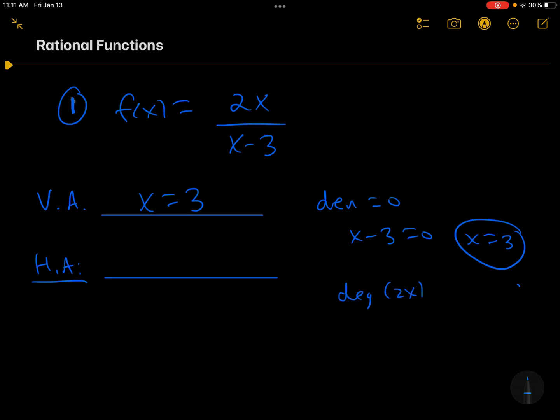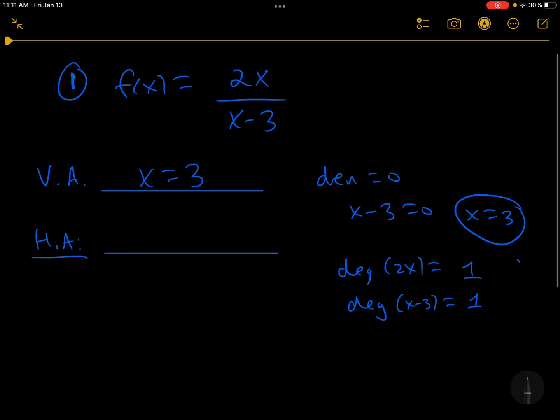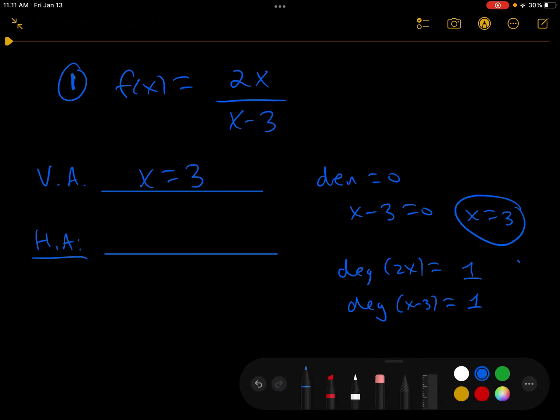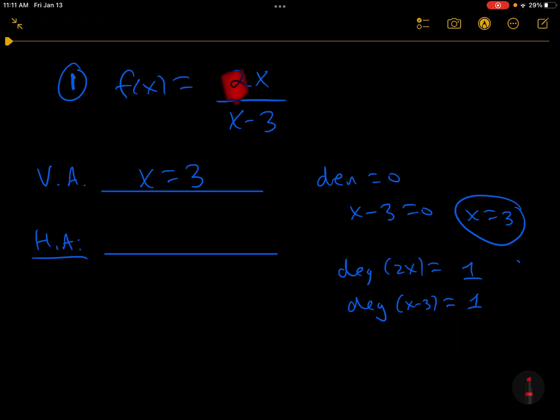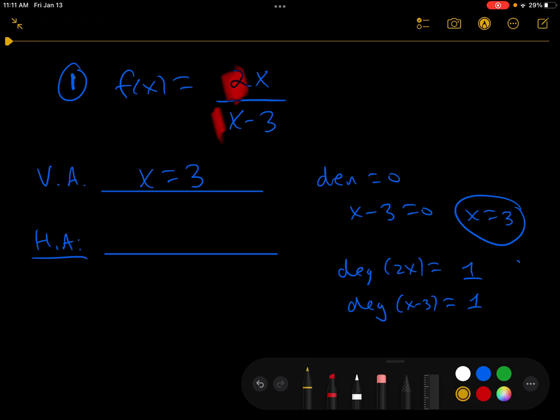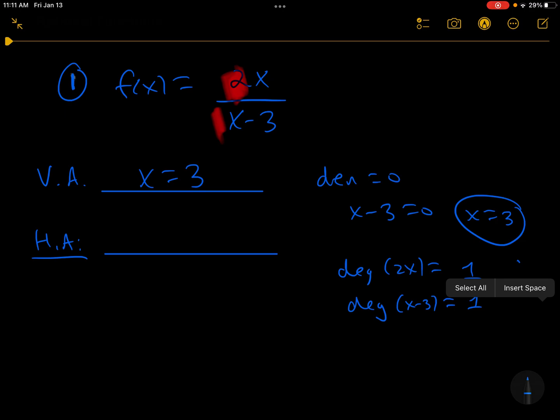To find the horizontal or slant asymptote, you look at the degrees. The degree of the numerator is 1. The degree of the denominator is 1. Since their degrees are equal, you take the leading coefficients. So the leading coefficients here are 2 and the 1 that's in front of the x there. And so what is it? It's y equals 2 over 1, or y equals 2. So that's your horizontal asymptote.